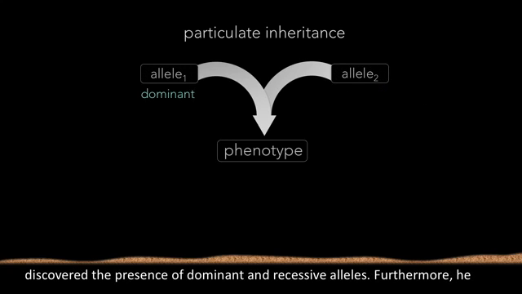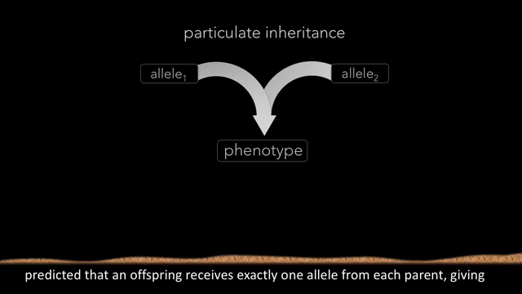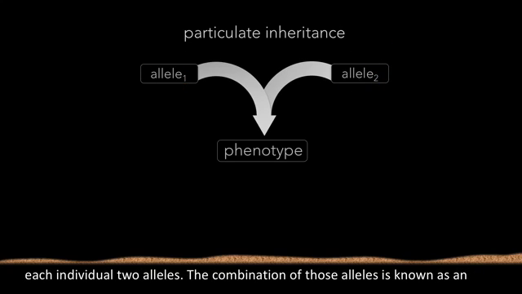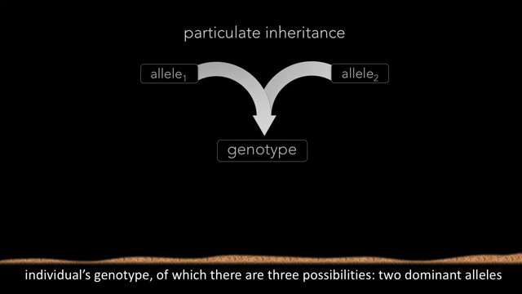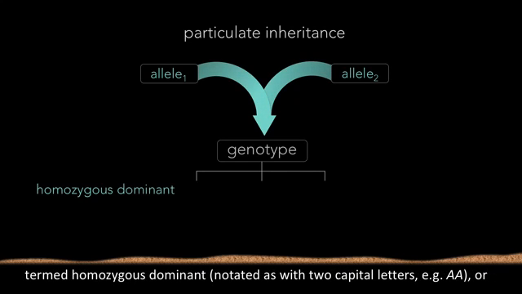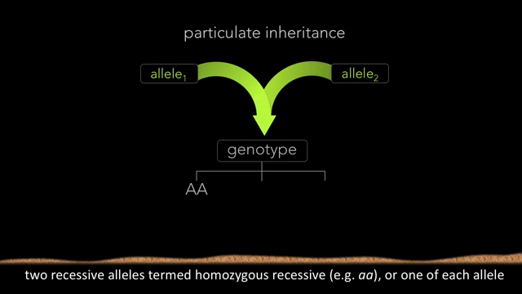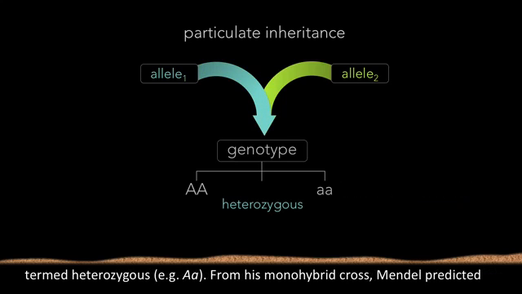Mendel discovered the presence of dominant and recessive alleles. Furthermore, he predicted that an offspring receives exactly one allele from each parent, giving each individual two alleles. The combination of those alleles is known as an individual's genotype, of which there are three possibilities. Two dominant alleles, termed homozygous dominant, notated with two capital letters, for example, capital A, or two recessive alleles, termed homozygous recessive, little a, or one of each allele, termed heterozygous, capital A, little a.